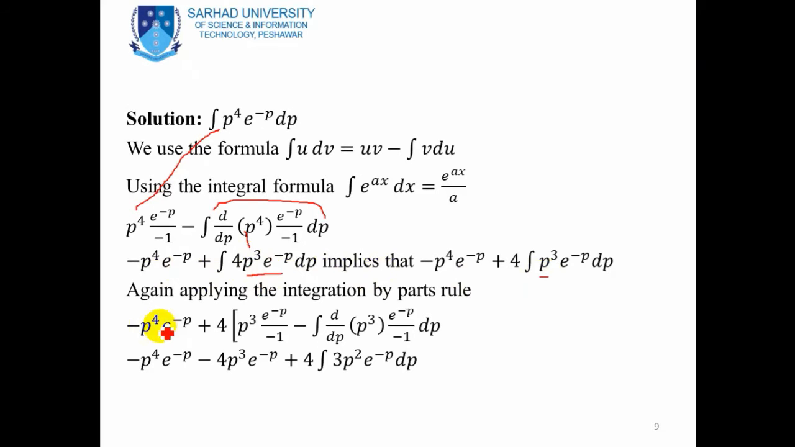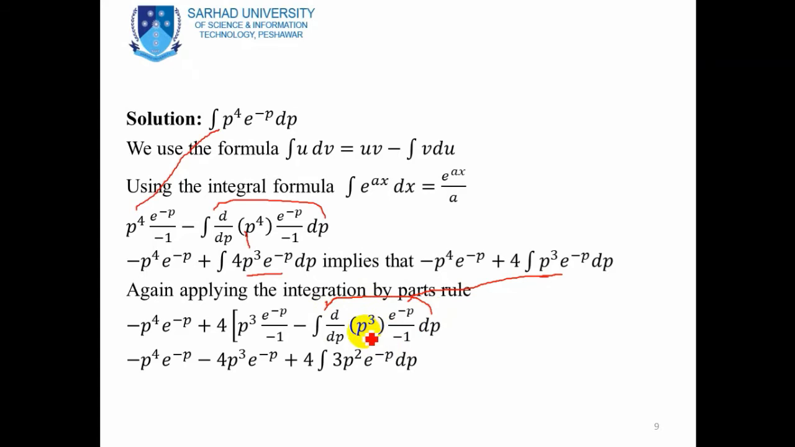So minus p power 4 into e power minus p plus 4 into, now we start again by parts formula, p power cube as it is, and the integration of the second function e power minus p divided by minus 1 minus whole integration derivative of the first function and integration of the second function. The integration of this second function you see over here, e power minus p divided by minus 1, and this dp represents the operator integration for this operator, the integration with respect to dp of the obtained result.